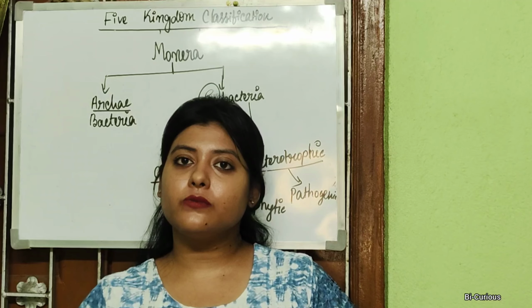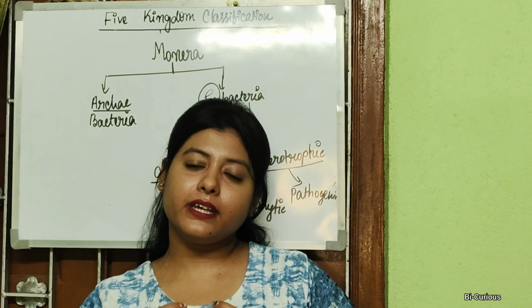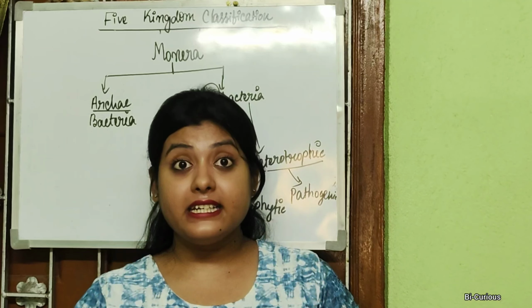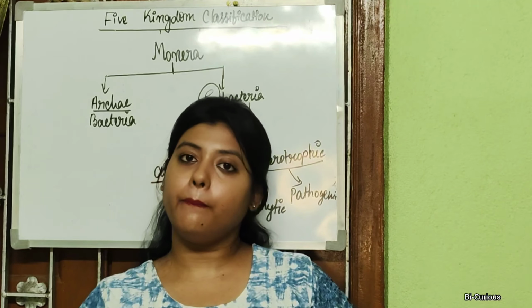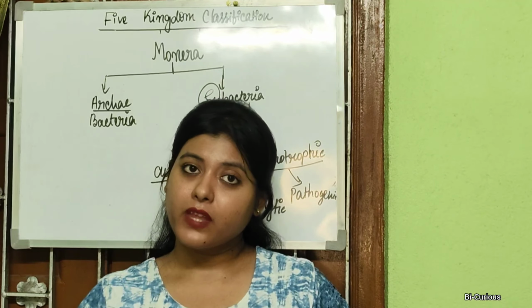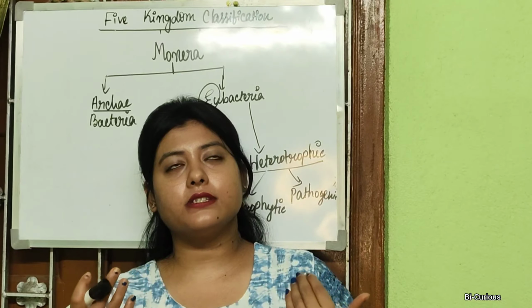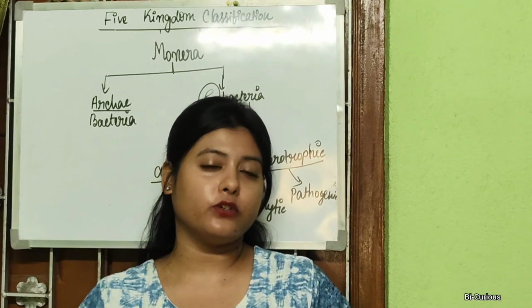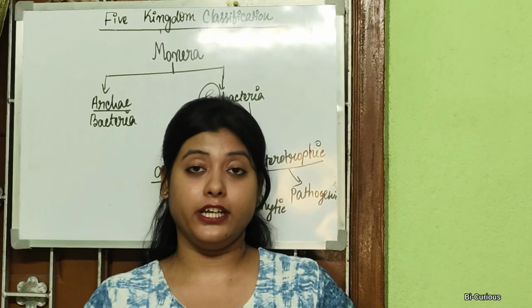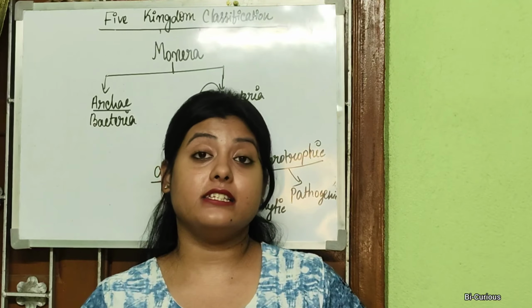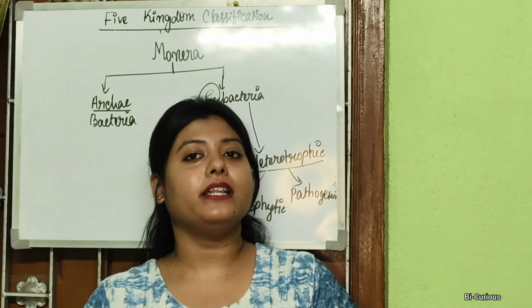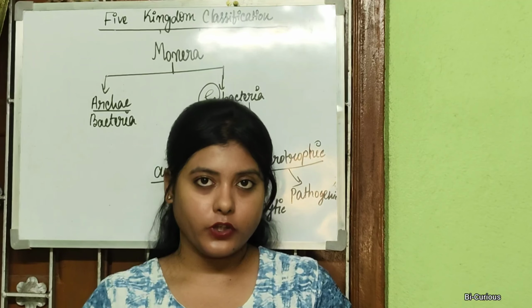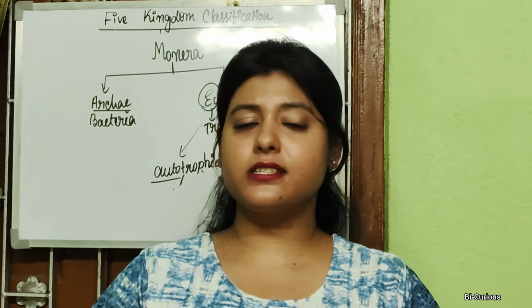And pathogen means what? When the organism is causing disease in the host body, those are the pathogenic organisms. There are a few examples of pathogenic organisms, like Vibrio cholerae and Salmonella typhi. These are causing disease inside our body, so that is why they are called pathogenic. Okay, clear up to this?